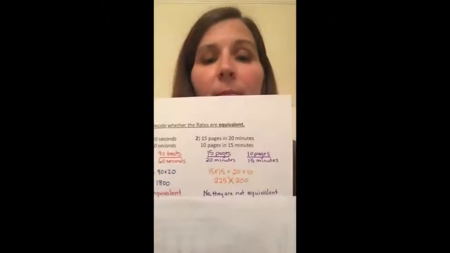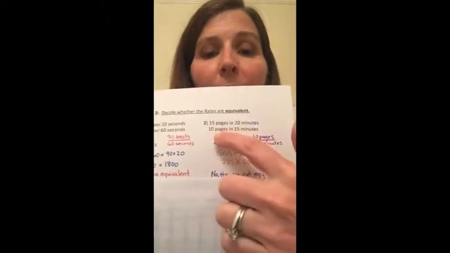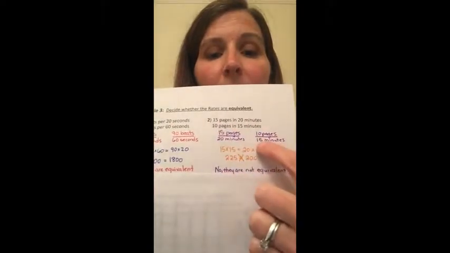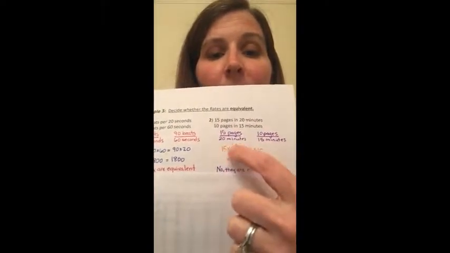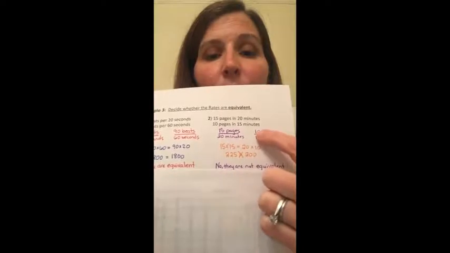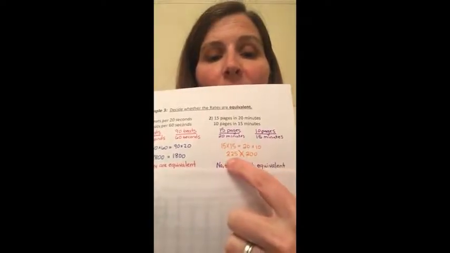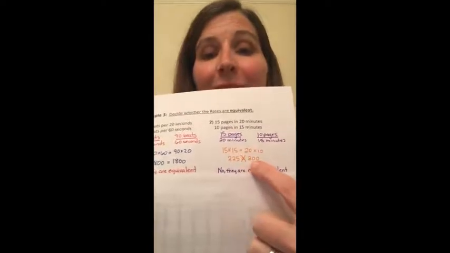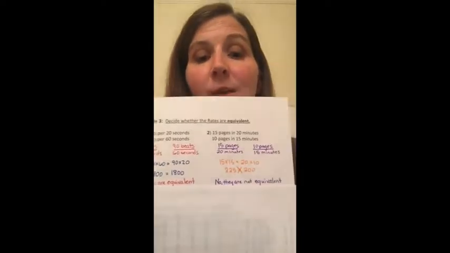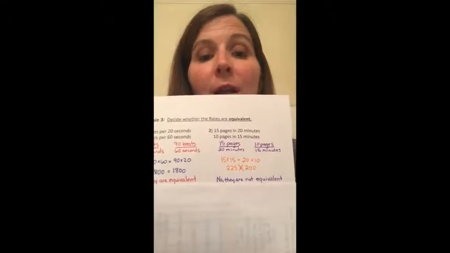Now, if we go to our cross multiplication method, on this one, if you multiply this numerator and that denominator, 15 times 15, and then denominator times numerator, 20 times 10, you get 225 equals 200, and that's not a true statement. And so, no, they are not equivalent. So both methods gave us the same answer. We just did it a different way.